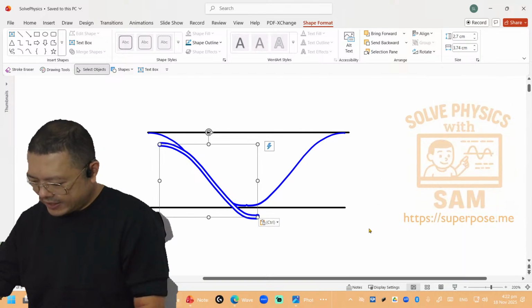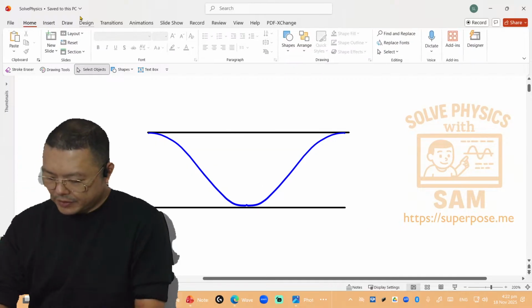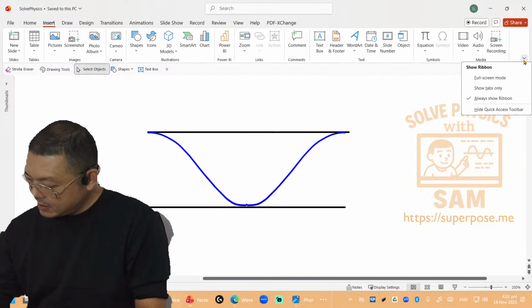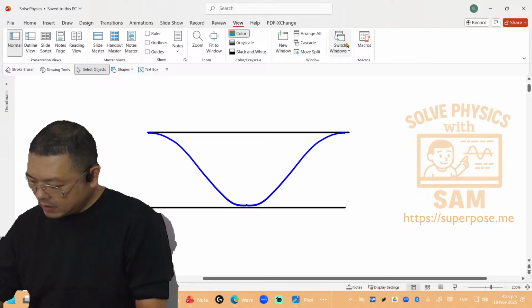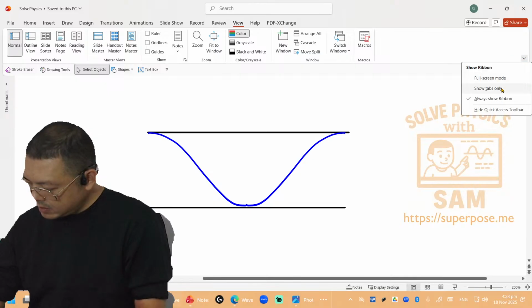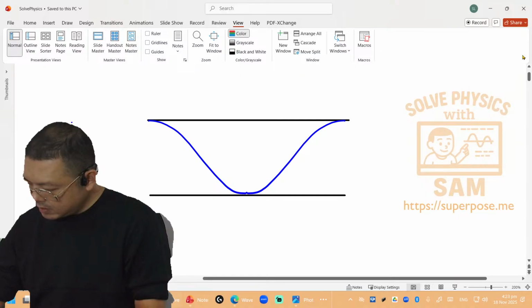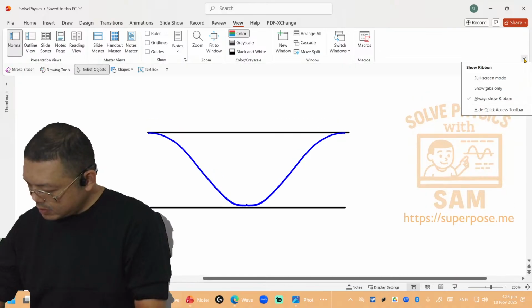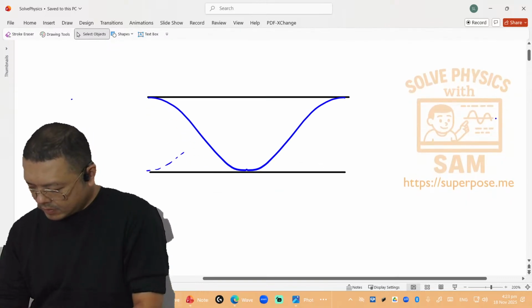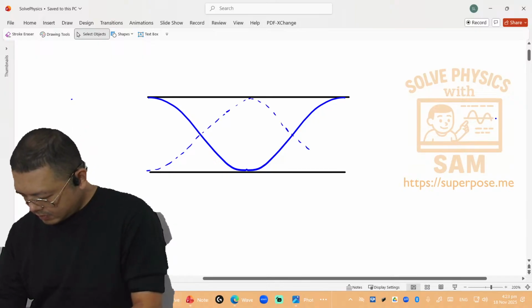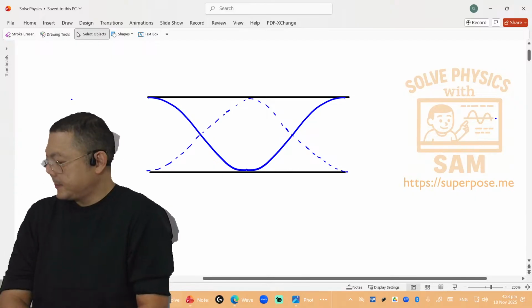Oh, I can't dash this thing. So no choice, I have to freehand this. Okay, hang on. Okay, something like that.